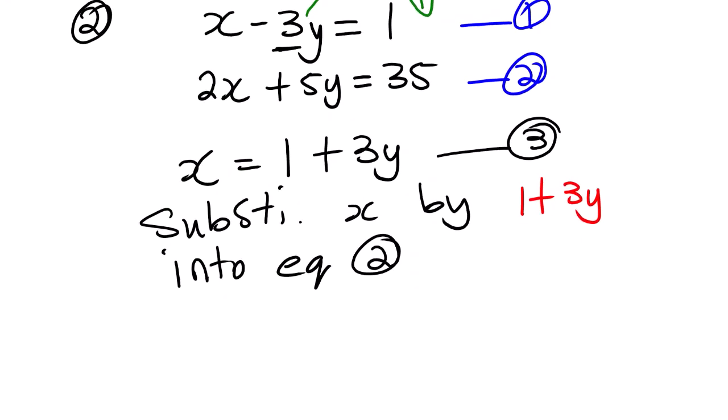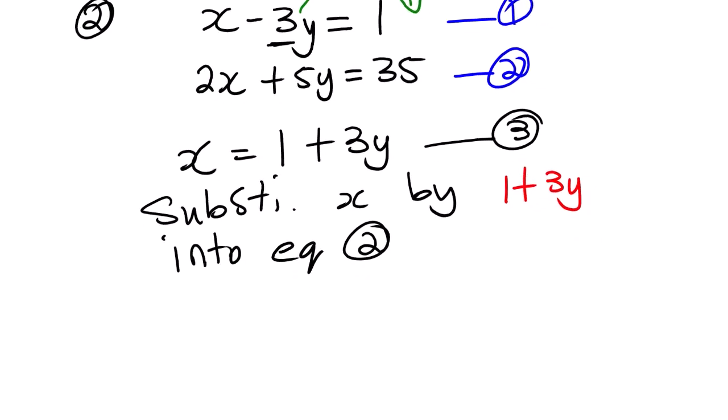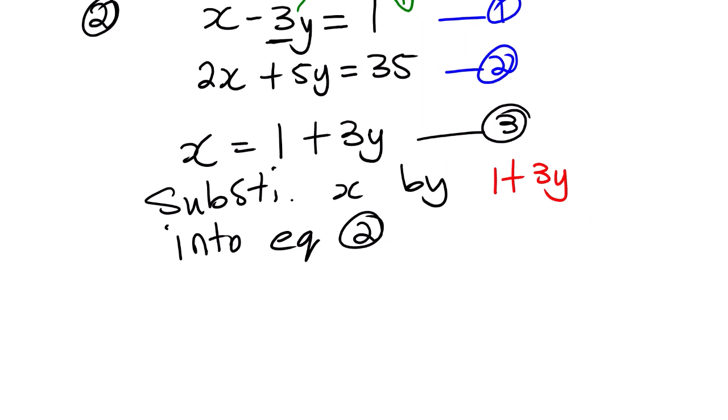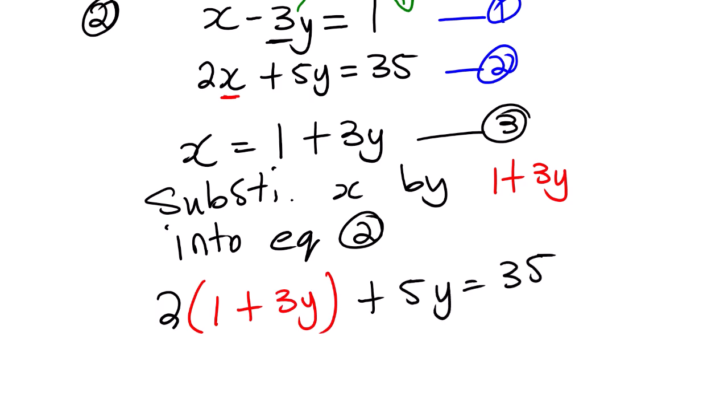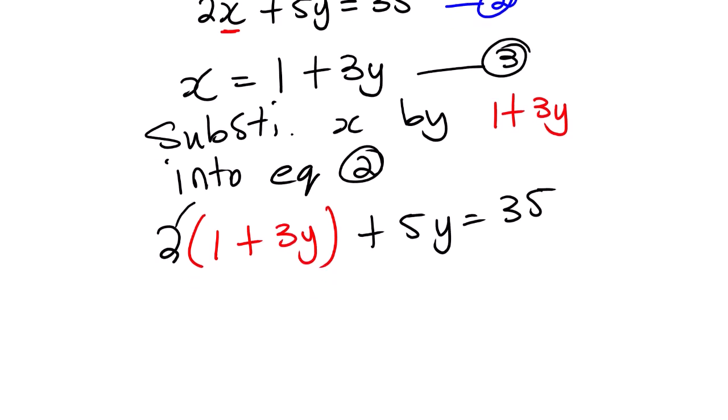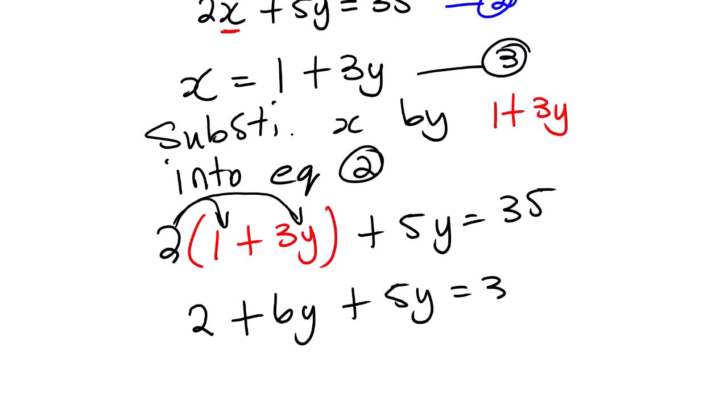So where we see x, we are going to substitute 1 plus 3y into equation 2. So we have 2. Since you can see that this is our x, we are going to put 1 plus 3y plus 5y is equals to 35. From here, 2 multiplied by 1, we have 2. 2 multiplied by positive 3y, we have positive 6y plus 5y is equals to 35.